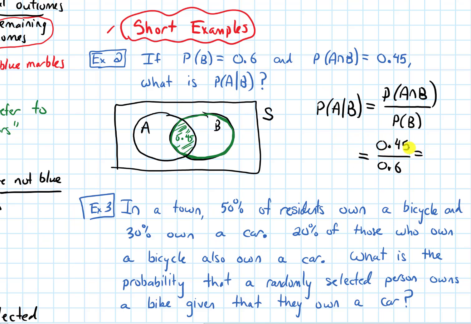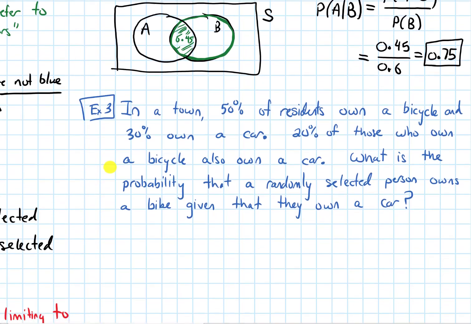And if I evaluate this, we end up getting 0.75. And that's our answer. So I definitely could have just jumped straight to the formula and plugged in for both the top and the bottom and gotten my answer. But I think it's helpful to see what's going on with the Venn diagram to really visualize these conditional probabilities. All right, let's look at one other example in this video.